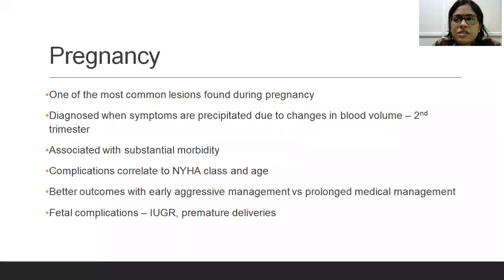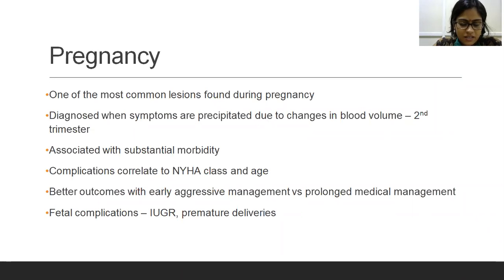Pregnancy: mitral stenosis is one of the most common valvular heart lesions detected during pregnancy. This is diagnosed usually during your second trimester. This is when your volume expansion happens and your cardiac output increases. The patient will usually go into failure as a result of increased cardiac output, especially in the presence of valvular stenosis. So symptoms are precipitated due to changes in the blood volume in the second trimester.